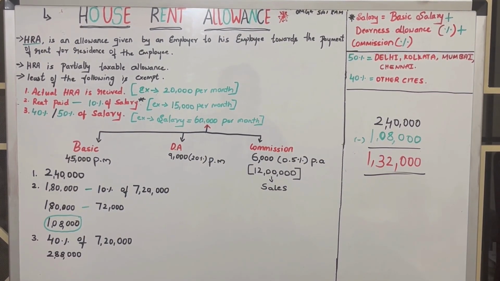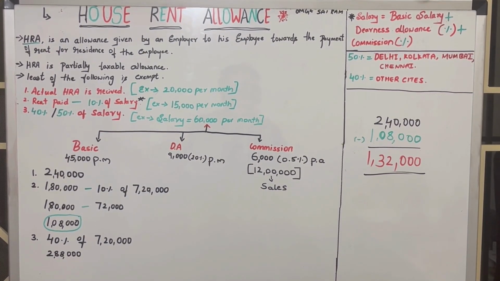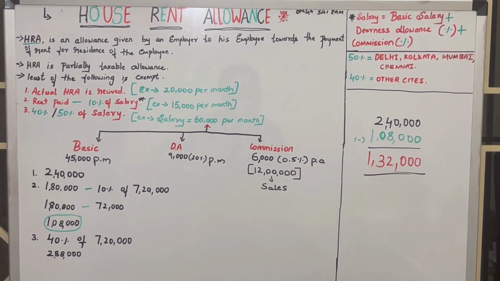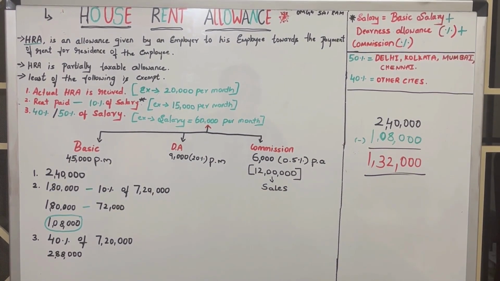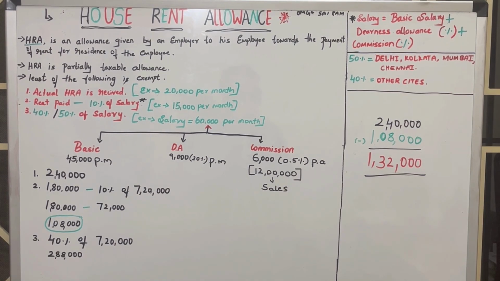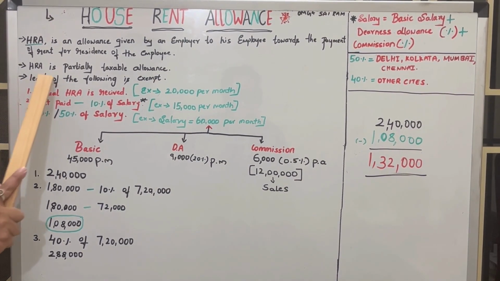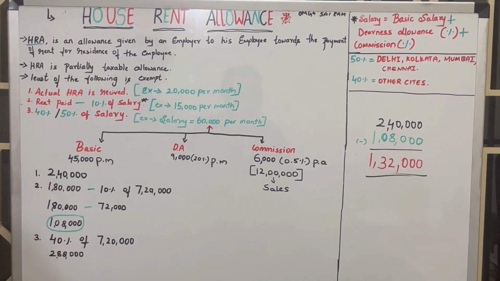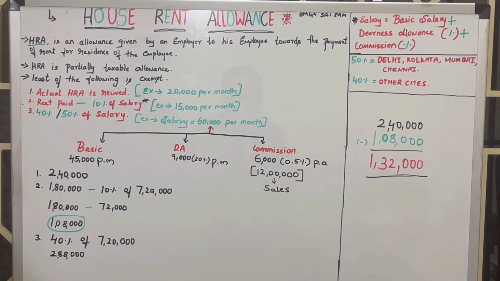So he doesn't have any place. Now he has to stay in a rented place. As a result, the employer should pay the employee, as a part of his salary, house rent allowance. Now, for tax purposes, HRA is a partially taxable allowance. That means partially it is an exempt allowance.